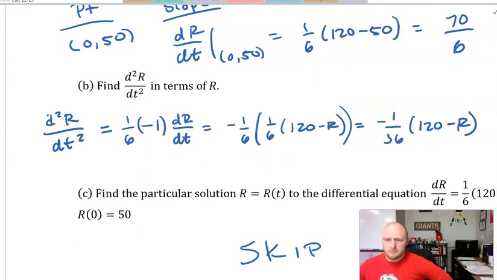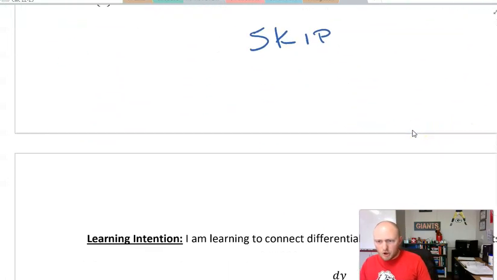So there you go, there is our second derivative. You take the derivative of the first, you should have got 1/6 times -1, that's the derivative of negative r, times the derivative of r with respect to t. So we just substitute dr/dt in here, and you should have gotten -1/36 times (120 minus r). Okay.